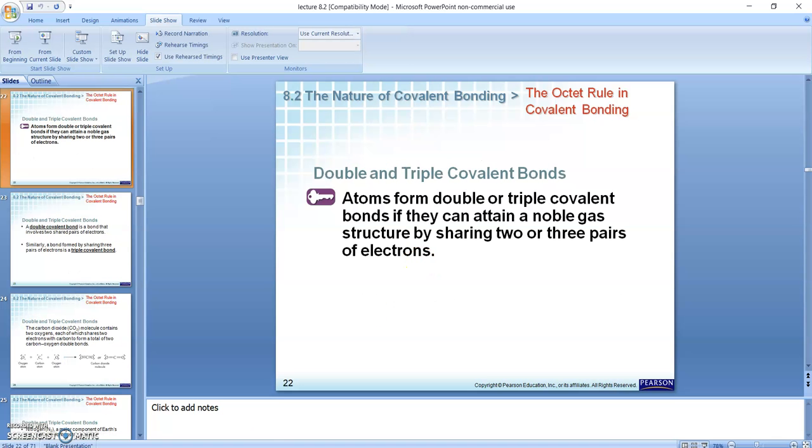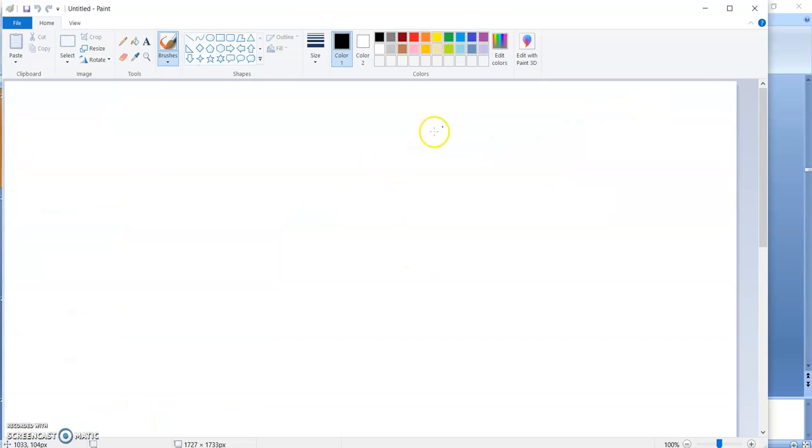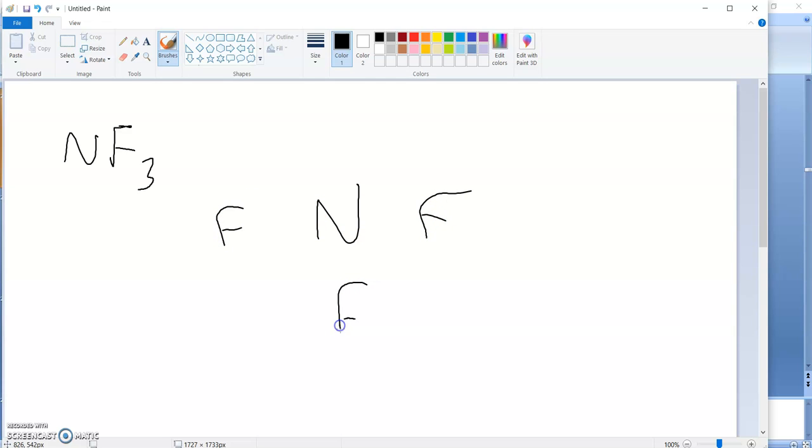Let me leave this behind and show you a little bit more complex one, something that I think showed up on your worksheet. If not, it was something similar. Let's do nitrogen trifluoride. Now, we know it's going to be nitrogen surrounded by 3 fluorines, right?